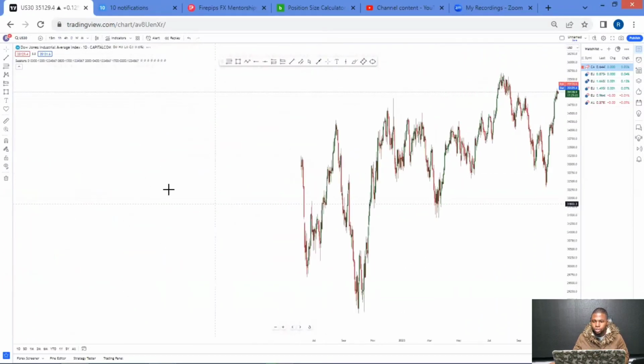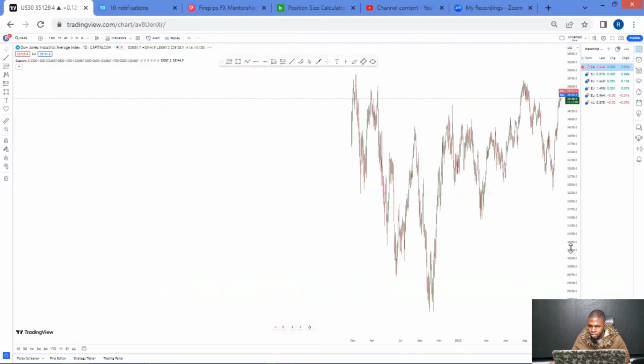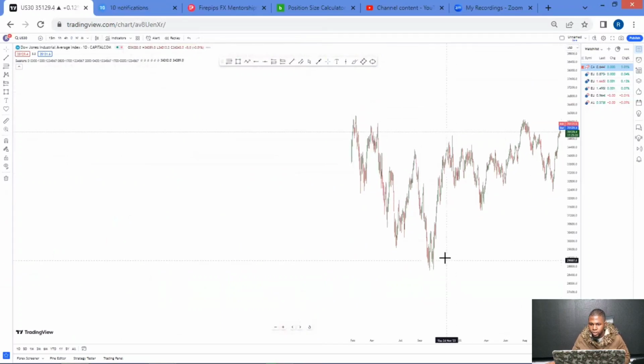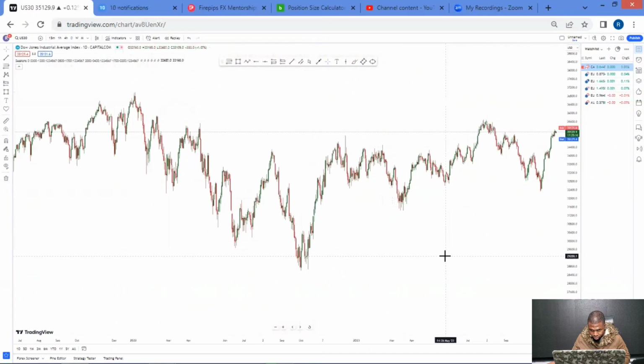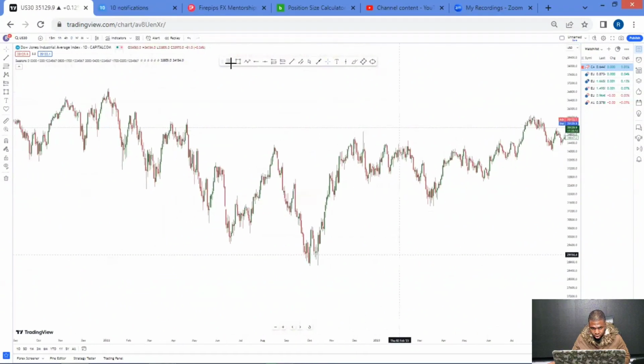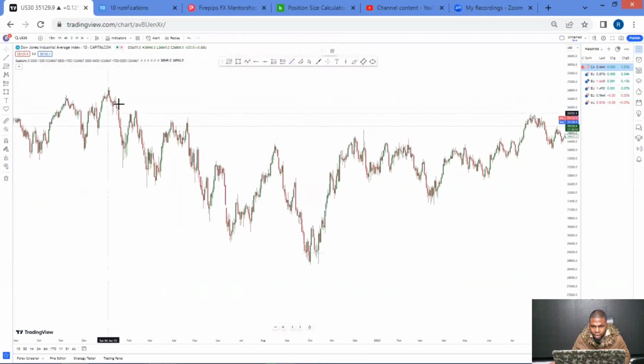Okay, now, so let's mark out the structure ourselves. Let's start from this point here. Marking out the major structure now. Very simple. If you don't know how to do this, just as I've said, watch the previous video.